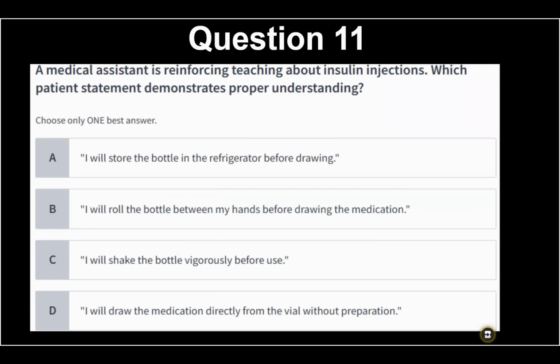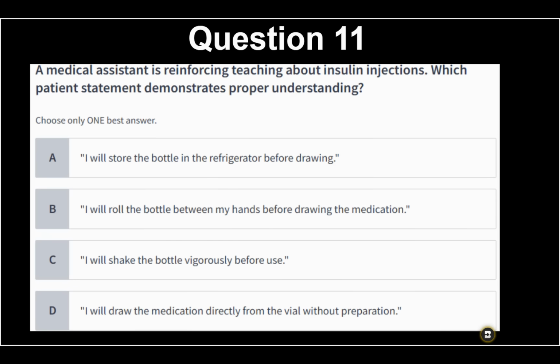Question 11. A medical assistant is reinforcing teaching about insulin injections. Which patient statement demonstrates proper understanding? A, I will store the bottle in the refrigerator before drawing. B, I will roll the bottle between my hands before drawing the medication. C. I will shake the bottle vigorously before use. Or D. I will draw the medication directly from the vial without preparation.